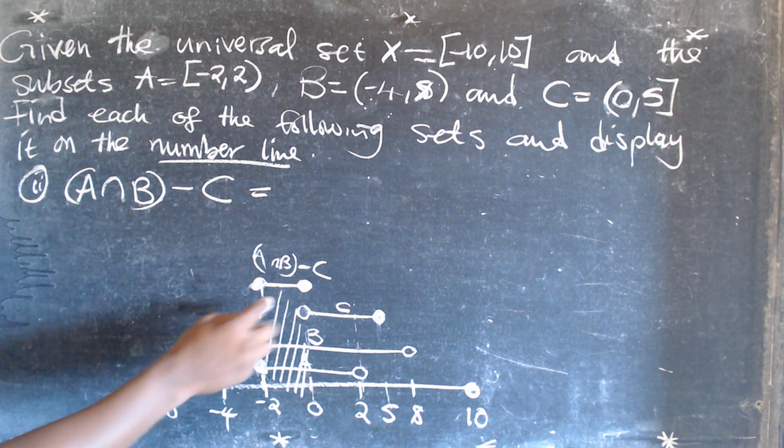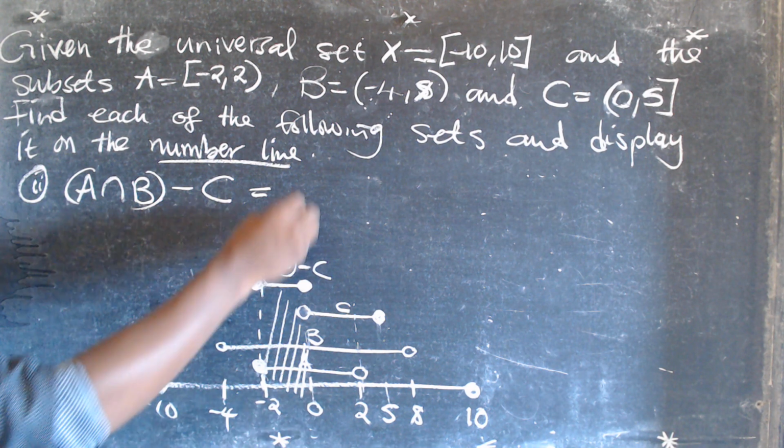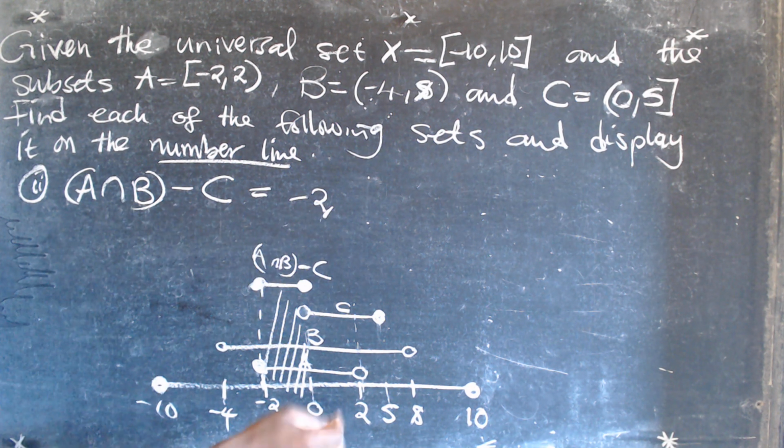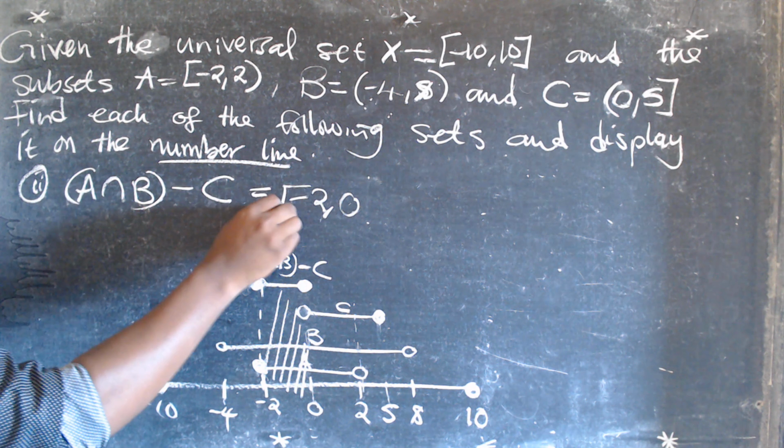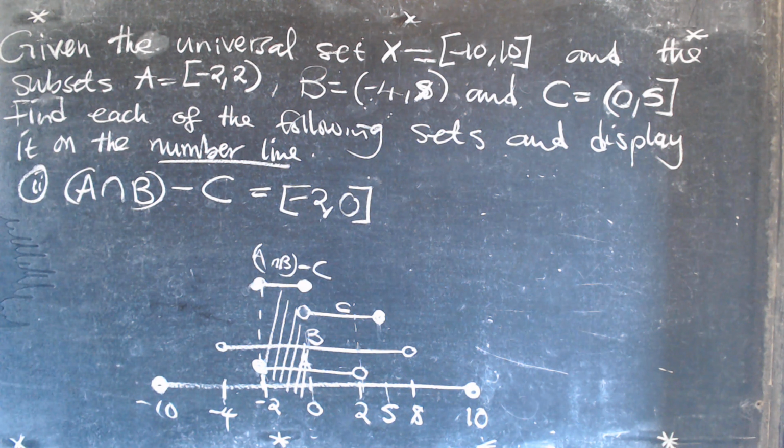And this is equal to, since this one is closed and this one is closed, this is from negative 2 to 0, where both numbers are part of the set. That's the way you're supposed to do it.